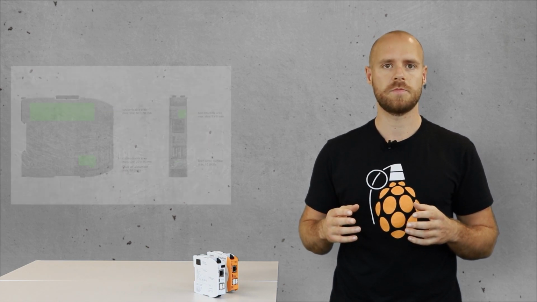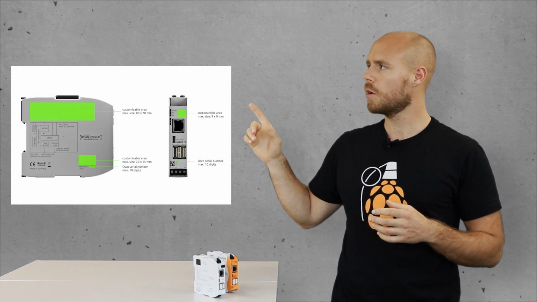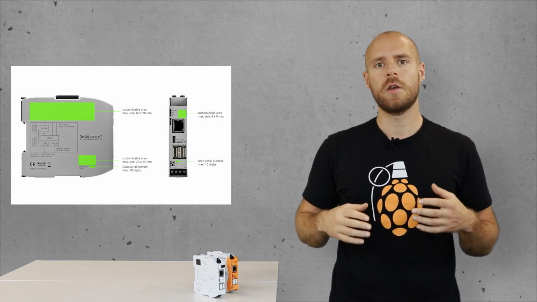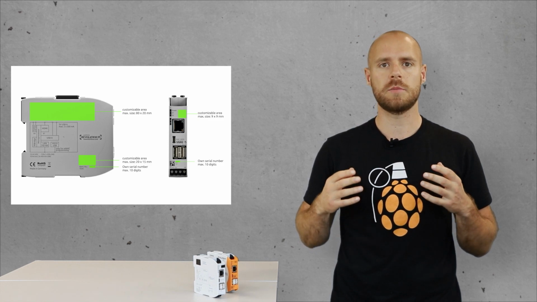Okay, now let's talk about the possibilities and limitations of the laser marking. Your design can individually be created. However, there are legal requirements that certain information, such as the CE logo or the address of the manufacturer, has to be displayed on the device. Therefore, only certain areas can be customized on our device. In the inserted picture of the Rev Pi Core, you can see the green marked customizable areas.